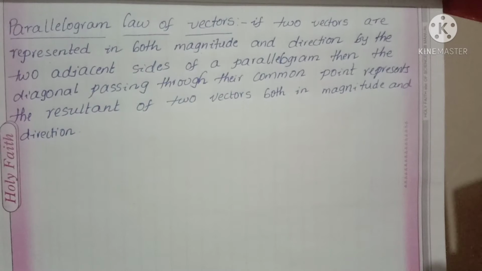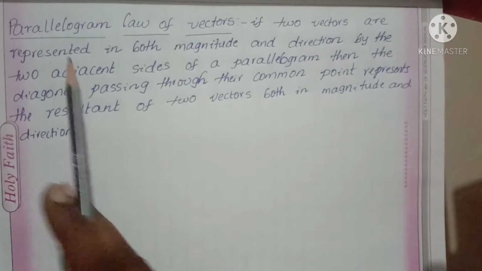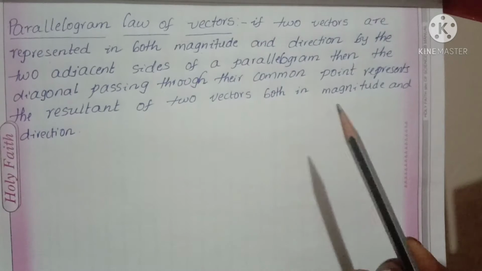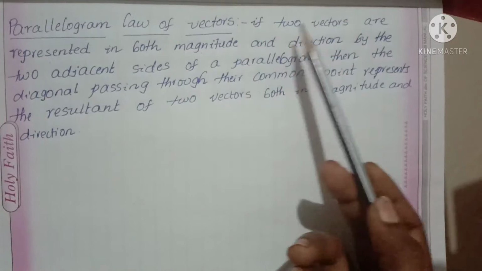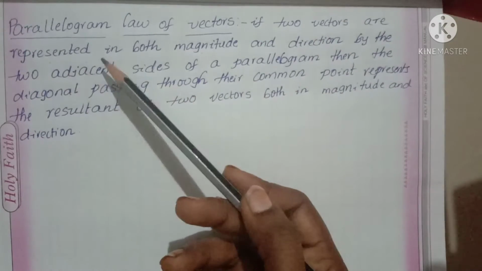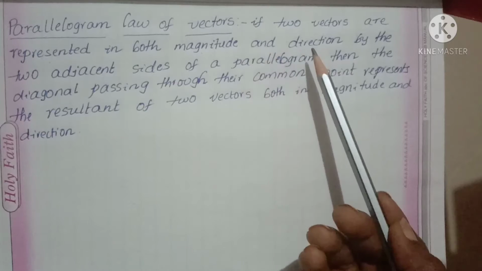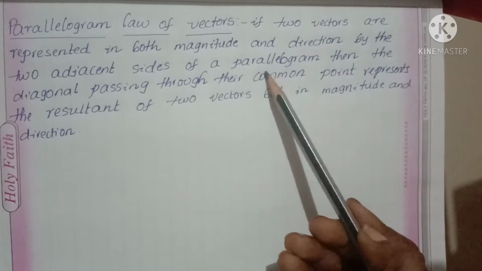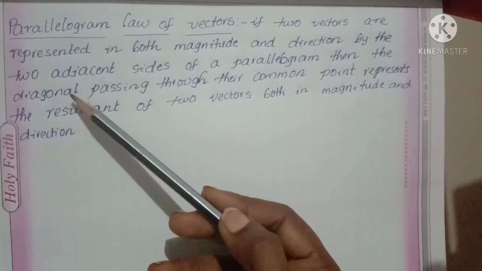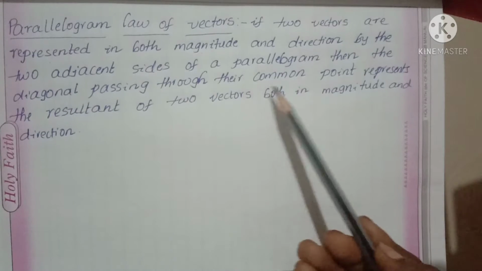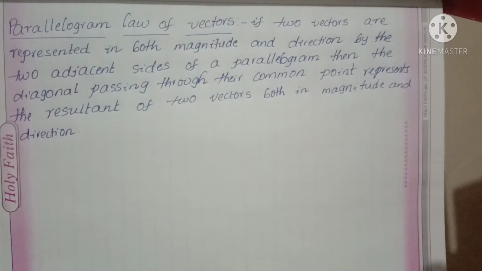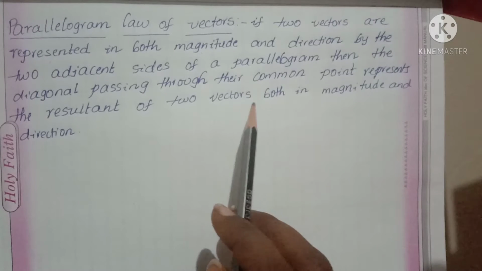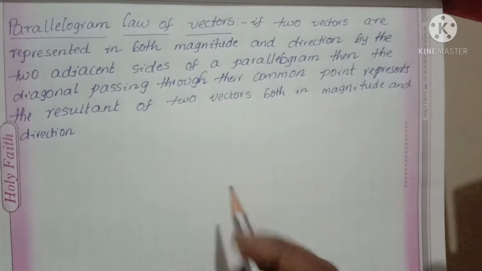Welcome to my channel. In this video, I'm going to discuss one of the important topics, that is the parallelogram law of vectors. First, see the definition. If two vectors are represented in both magnitude and direction by the two adjacent sides of a parallelogram, then the diagonal passing through their common point represents the resultant of the two vectors both in magnitude and direction.